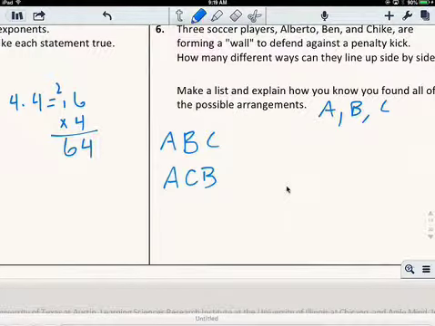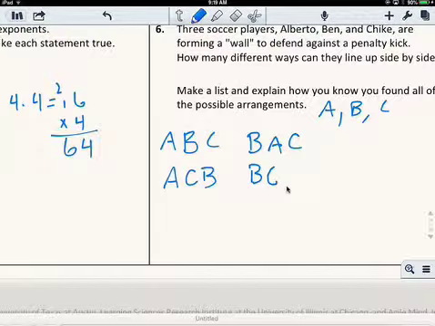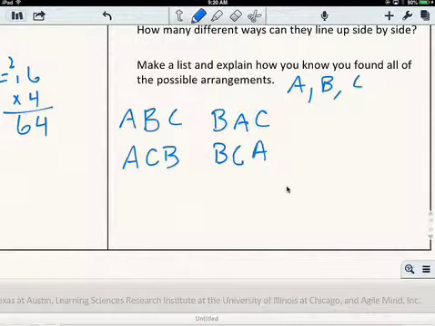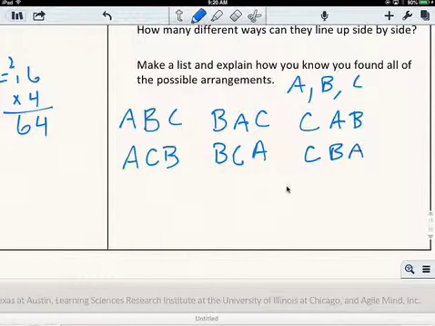So let's try when Ben is on the left. So Ben, and then you could have Alberto standing next to him, and then Chike there. But you could also have Chike standing next to Ben like that, with Alberto over on the right. And there's no other situations in which Ben is totally on the left. Let's put Chike on the left now. So C, he could stand next to Alberto with Ben on the end, but it could also be Chike, Ben, and then Alberto. So I think there are 6 total possibilities.